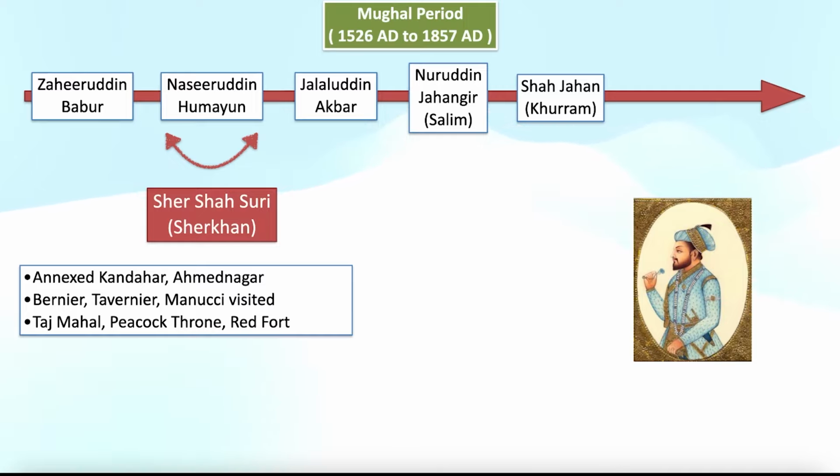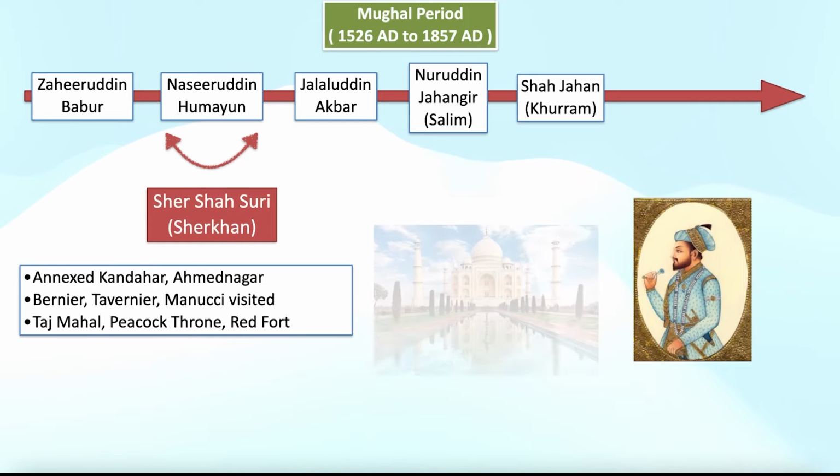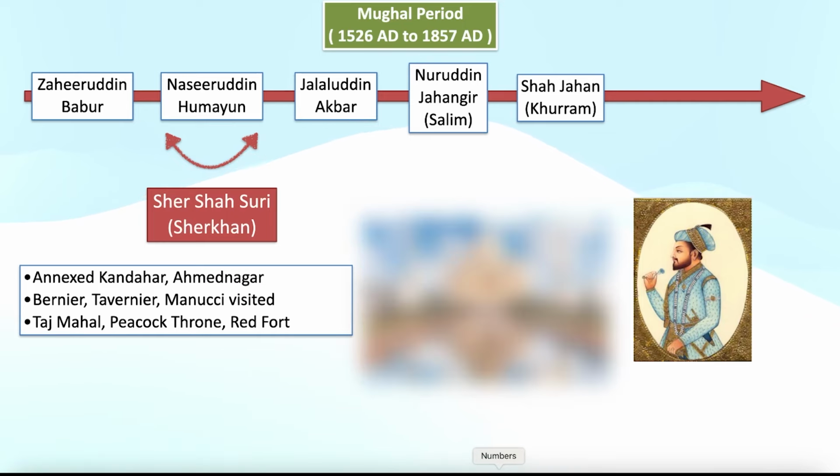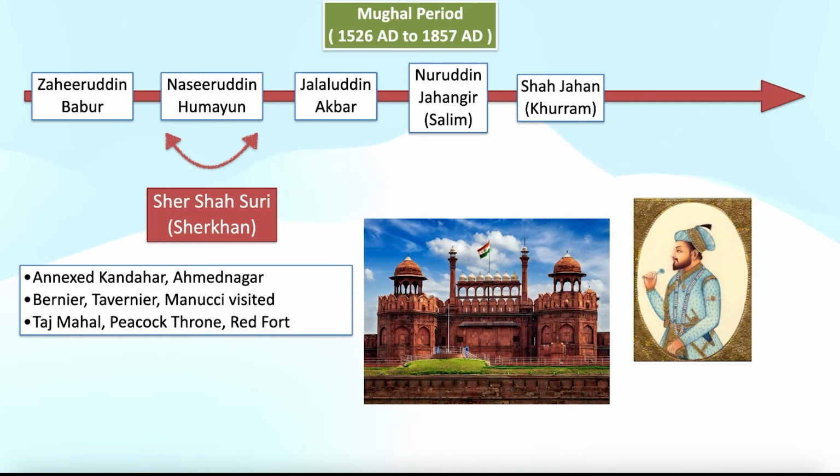He also annexed Kandahar. He also annexed Ahmednagar in the Deccan. You need to remember that different foreign travelers like Francois Bernier, Jean-Baptiste Tavernier, and Manucci visited his court. And the Taj Mahal, one of the 7 wonders of the world, was constructed during the period of Shah Jahan. Then the Peacock Throne and the Red Fort, these architectural marvels, were made during the period of Shah Jahan.